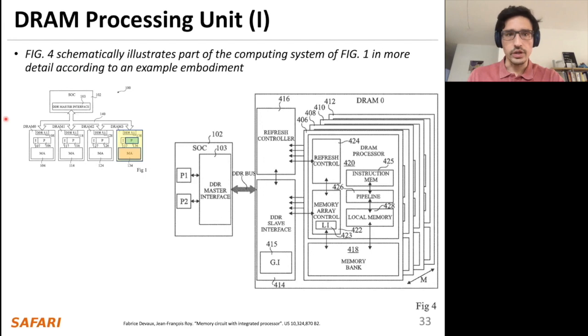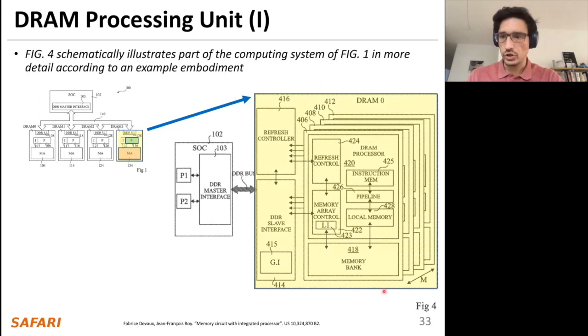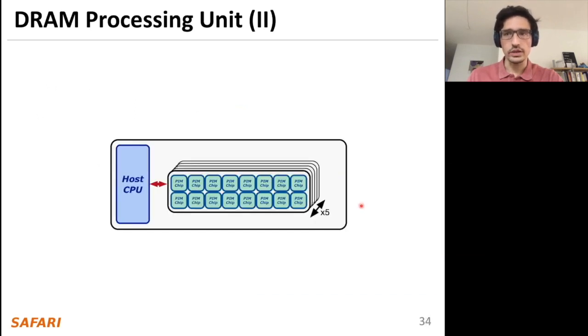Remember that we have the SoC connected to multiple DRAM chips, and inside each of these DRAM chips, what we have is the memory array and a processor. So this is actually in more detail of each of these chips. As you can see, there are multiple slices, M slices inside each of the chips, and in each of these slices, we have our memory bank and we have the processor, right, the DPU. Let's take a look at the DPU, or each of these slices, in more detail.